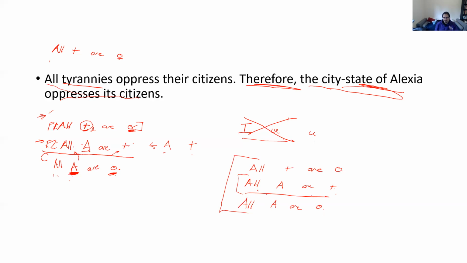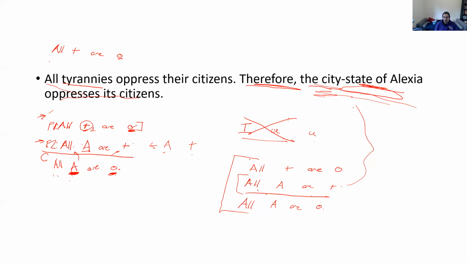is a tyranny. And what I did there is I translated it back to the normal language in the same kind of voice that was being used in the original statement. The city-state of Alexia is a tyranny. So the whole argument reads something like: all tyrannies oppress their citizens, and Alexia is a tyranny. Therefore, Alexia oppresses its citizens.